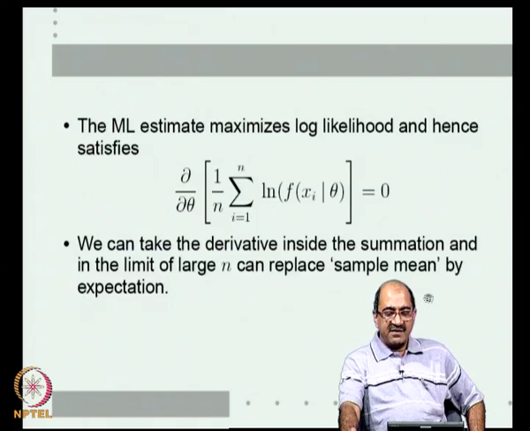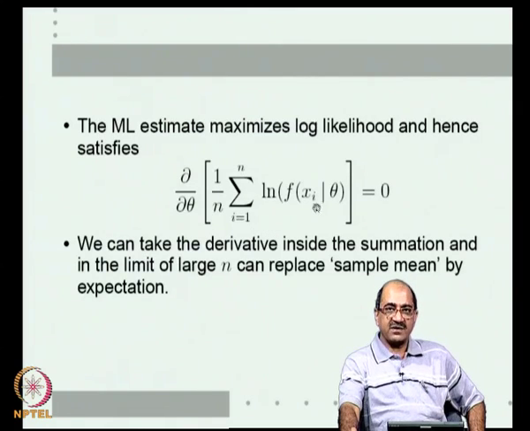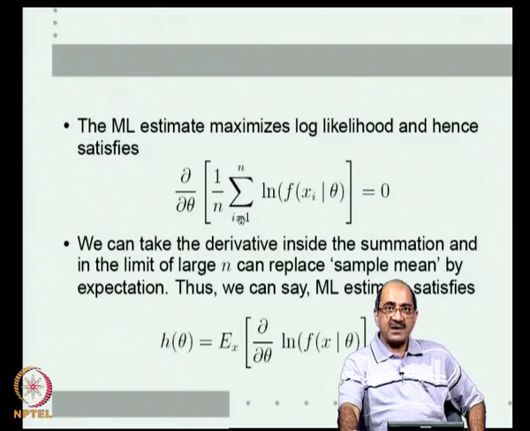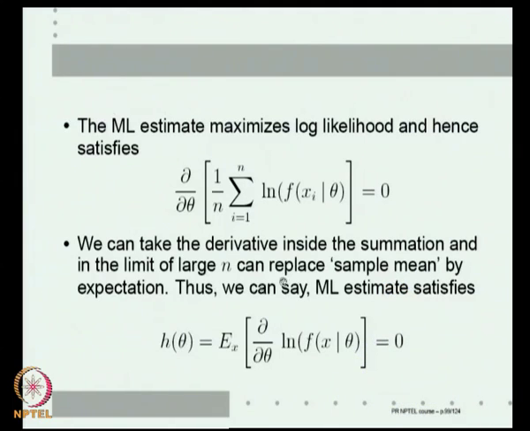So, I can take the derivative inside the summation, and if I think n is very large, essentially in the limit of large n, I can replace this sample mean by its expectation, which means I can say the ML estimate satisfies an equation like this. So, the dou by dou theta went inside, this 1 by n summation has become expectation with respect to x, these x i's have become x. So, expected value with respect to x of dou by dou theta ln f of x given theta is equal to 0. So, let us call this some function h of theta.